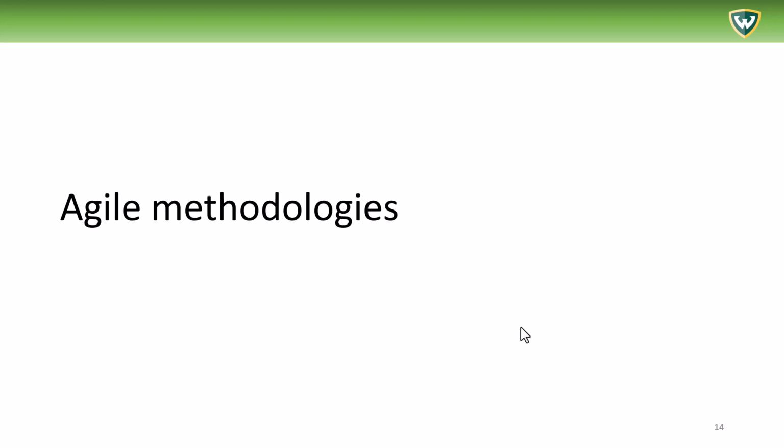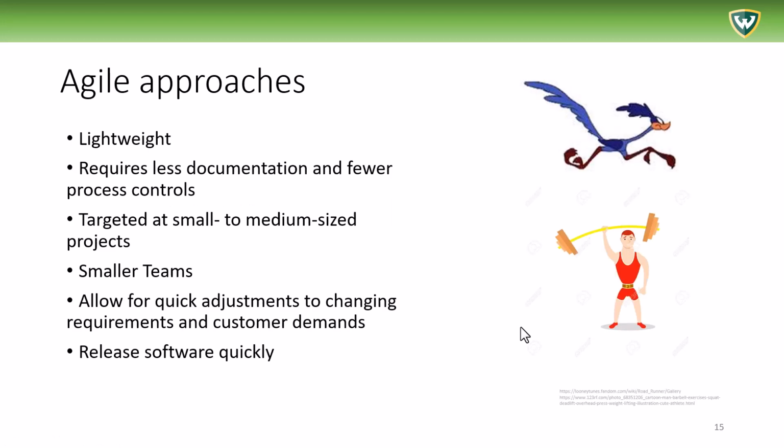Agile methodologies. So agile methodologies are iterative methodologies of project management and software development. These are called lightweight approaches. They require less documentation and fewer process controls than the more traditional waterfall approaches. They are targeted at small to medium-sized projects. They involve smaller teams of those involved in developing the projects or the products in question.